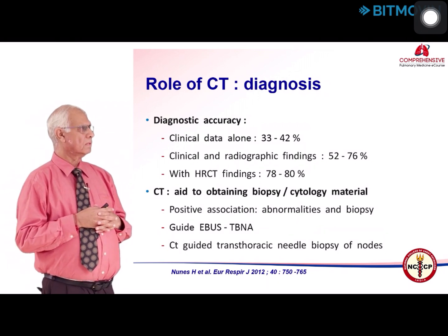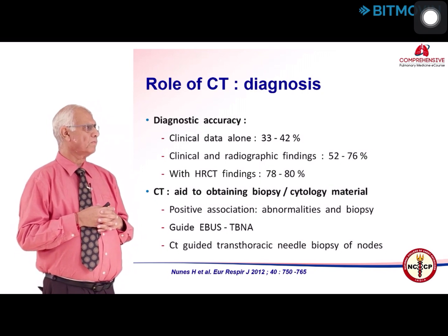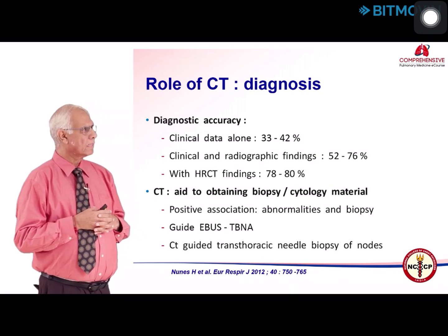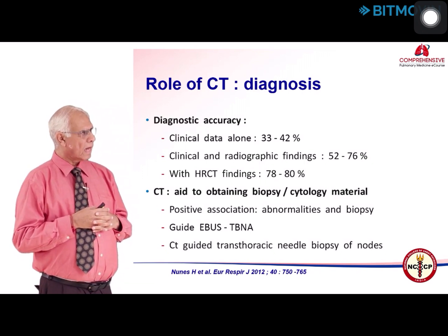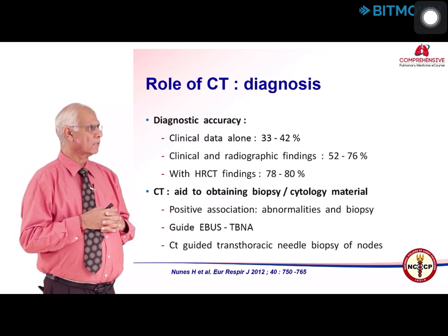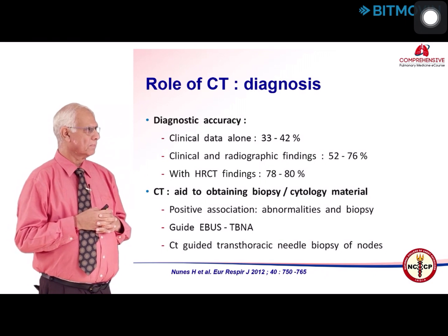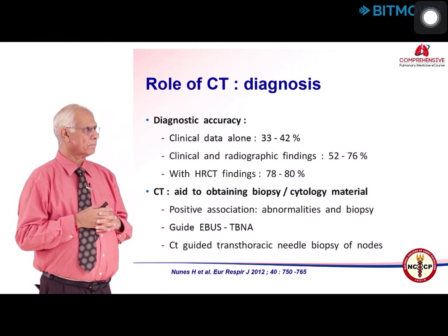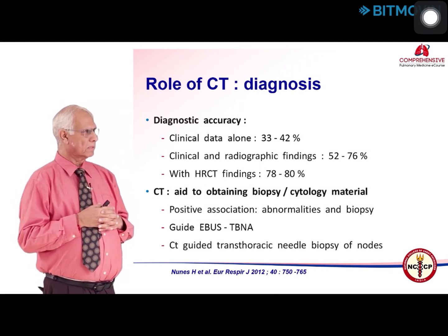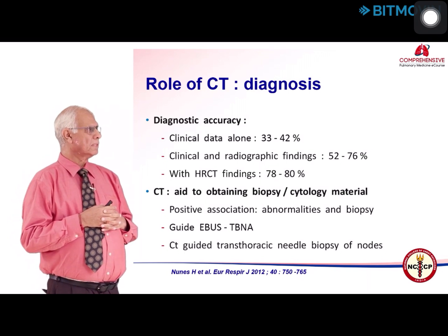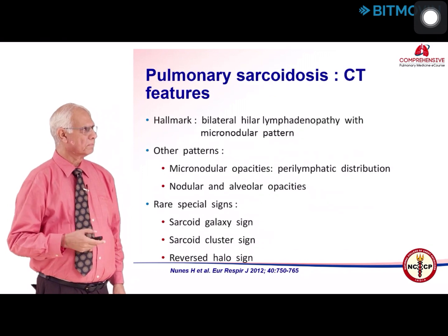If you just see the clinical data, the diagnosis can be established in only up to 42% of the patients. If you combine clinical and radiographic findings, it can go up to 76% of patients. But when you add HRCT findings to that, it can go up to 80% of the subjects. CT helps to obtain biopsy and cytological material. It guides EBUS TBNA, which I will tell you a little bit later. CT guided transthoracic needle biopsy of the nodules can also be done.